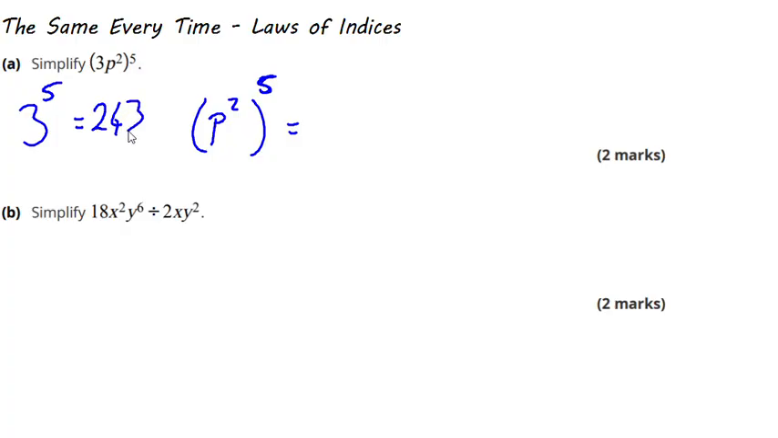243, and then p to the power 2 to the power 5. Laws of indices, the one in the brackets, we just multiply the powers together, the base stays the same, so p to the power 10. So my final answer would be 3 to the power 5, which is 243, multiplied by p to the power 10. There's my final answer for that one.